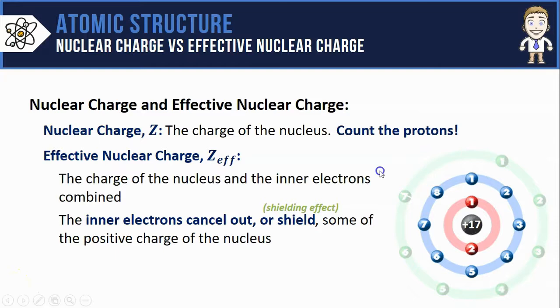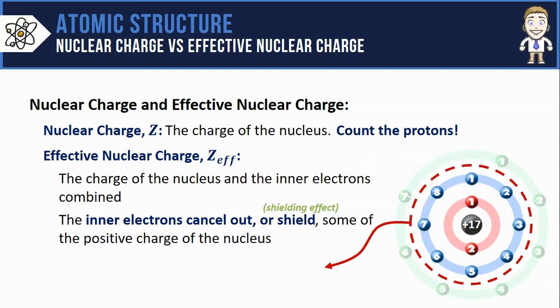To show you how it works, let's draw an imaginary red boundary around the nucleus and those core electrons. We can approximate the effective nuclear charge by starting with the charge of the nucleus itself, the plus 17 caused by the protons. Next, we're going to count how many core electrons there are. 2 in the first energy level, 8 in the second, means there's 10 total core electrons here that are blocking, canceling out, or shielding some of that plus 17 charge from the protons.